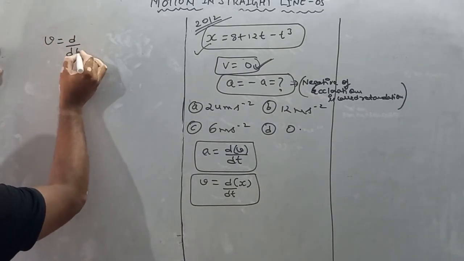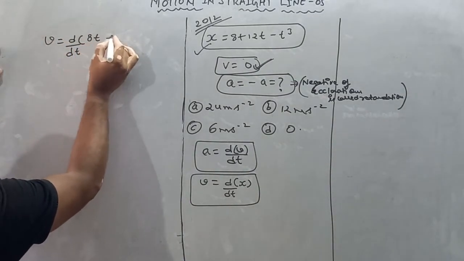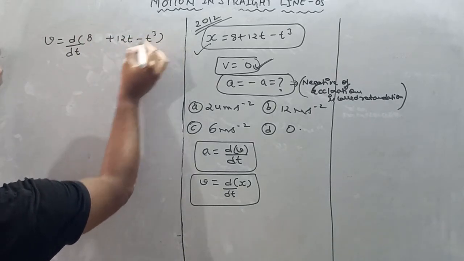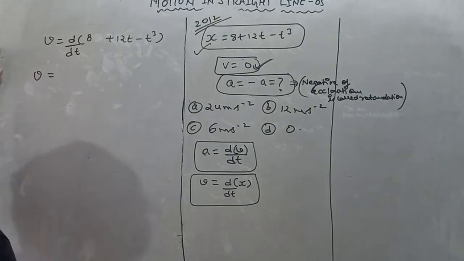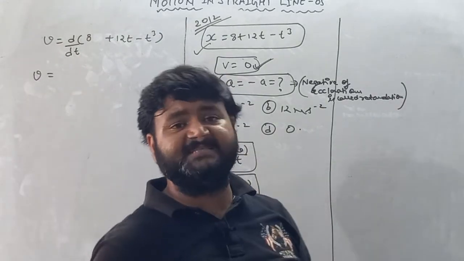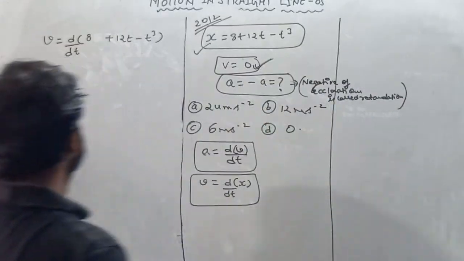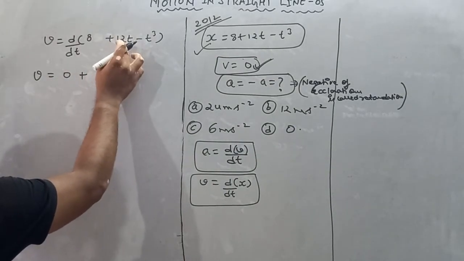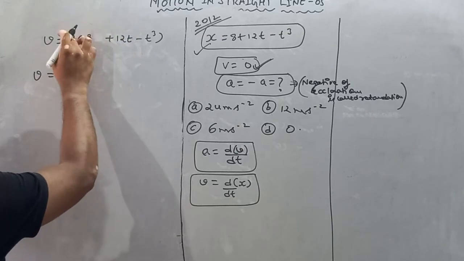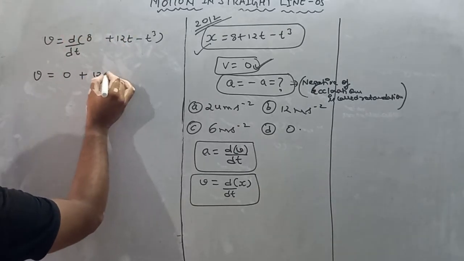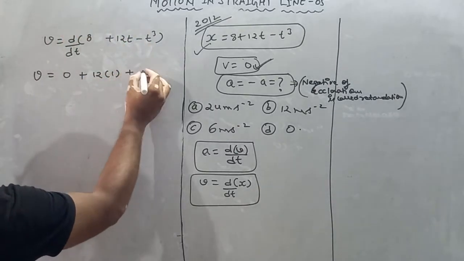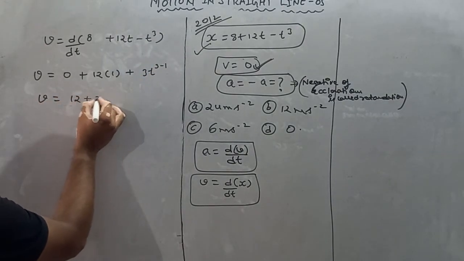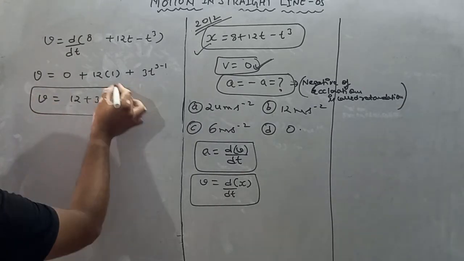So I'll first find velocity. It is d over dt of the value of x, which is 8 plus 12t minus t cube. So v equals: 8 is a constant, and the differentiation of a constant is 0. For 12t, 12 is a constant and t is the variable, so 12 comes outside, dt cancels, it equals 1. Then minus t cube gives 3t to the power 3 minus 1. So velocity is equal to 12 minus 3t square. I hope you all understand this.